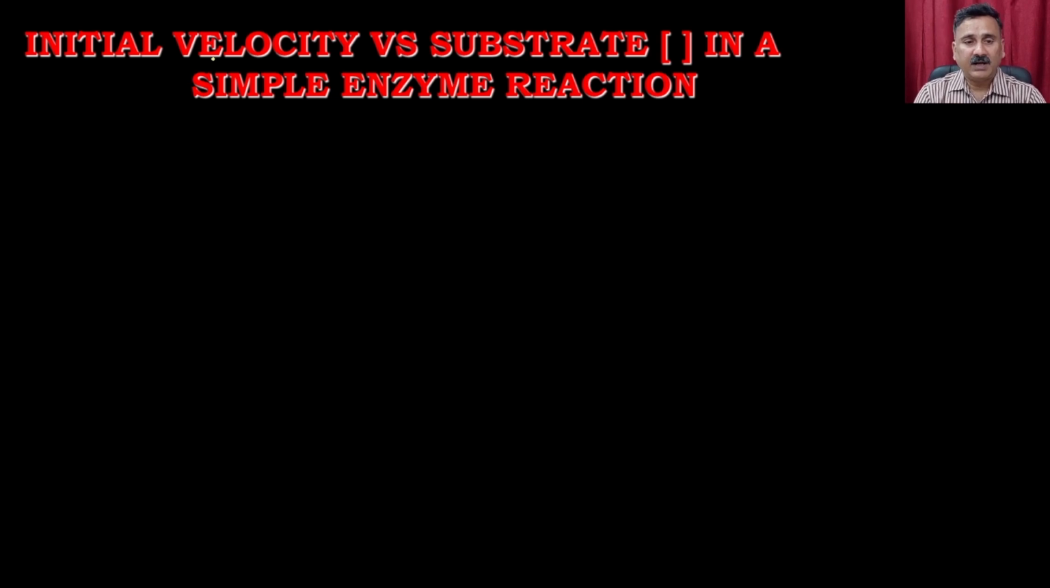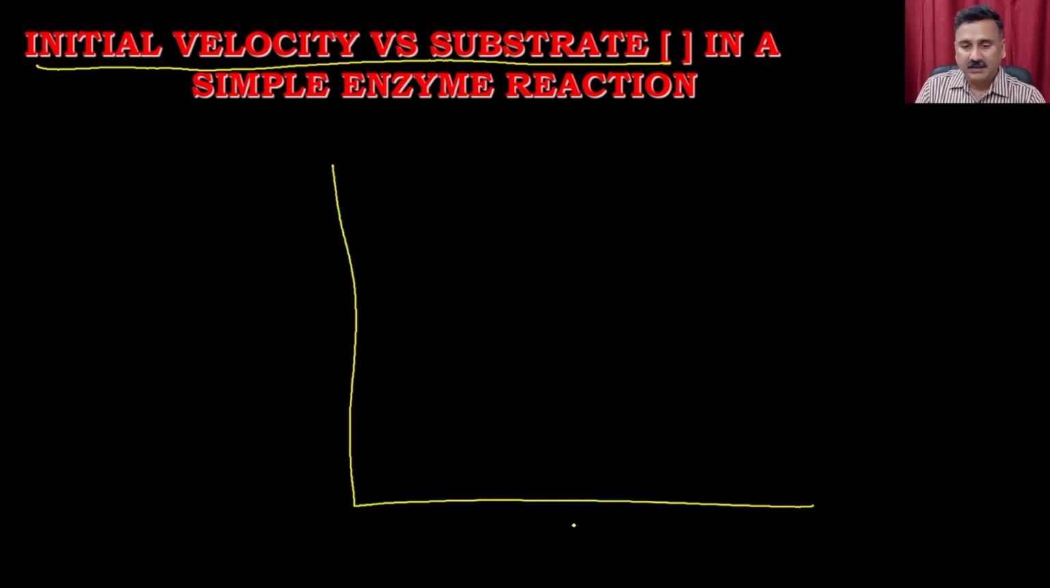When you plot the initial velocity versus the substrate concentration, it gives you the Michaelis-Menten curve. So what you're going to do is plot the substrate concentration on the x-axis, and the velocity on the y-axis.